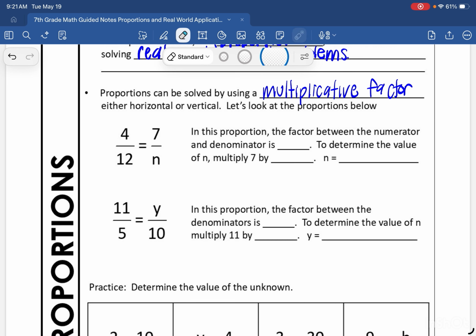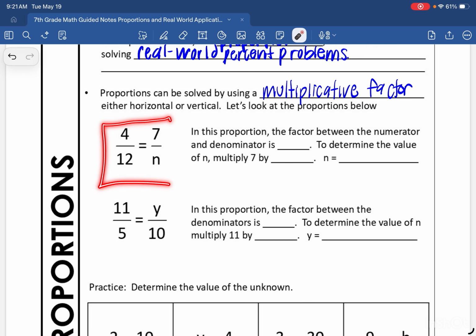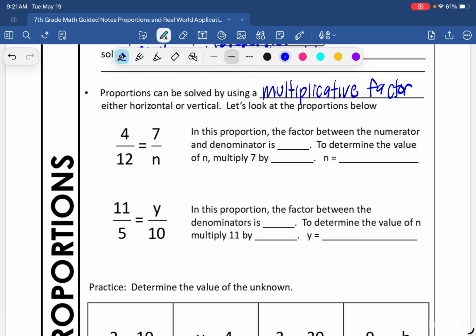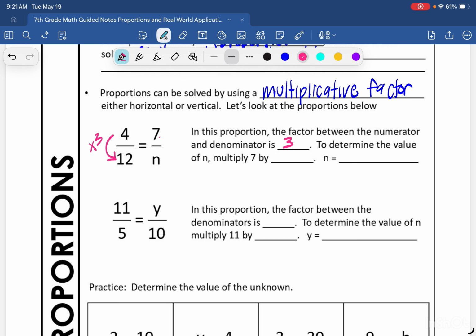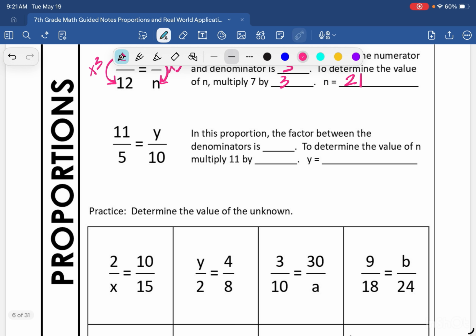If we look at this proportion right here, 4/12 equals 7 over n. I can multiply 4 by 3 to get 12. There is a horizontal factor, although it may not be as obvious. To determine the value of n, I'm going to multiply 7 by 3 as well, and then I get n equals 21. Let's look at the next one.